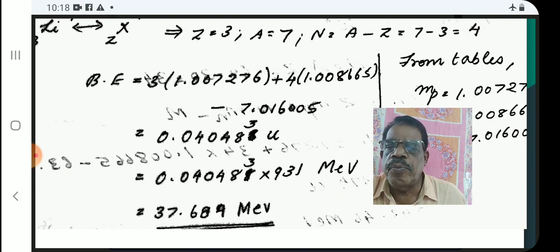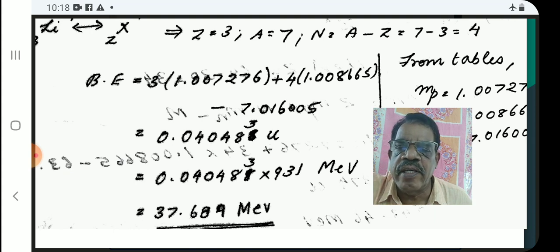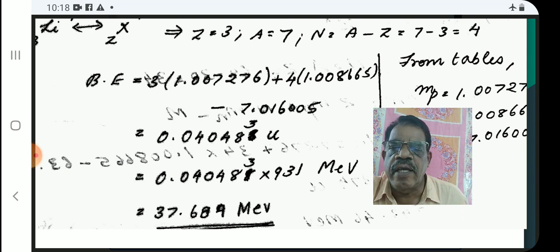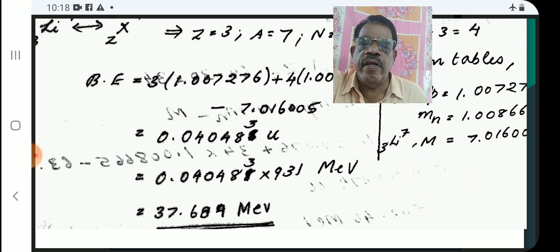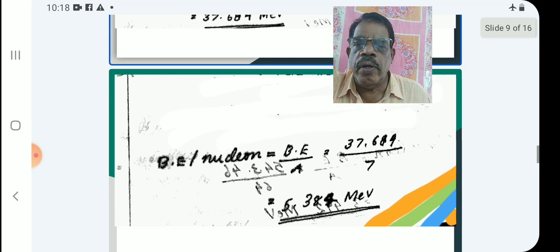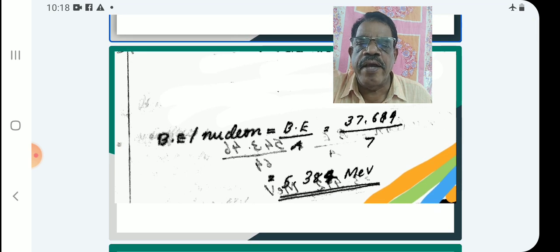That is, B is equal to 0.040488 U. We convert into MeV by multiplying it by 931. So we get 0.040488 into 931 MeV, which is 37.689 MeV. So B per nucleon equal to B by A, 37.689 by 7, 5.384 MeV.